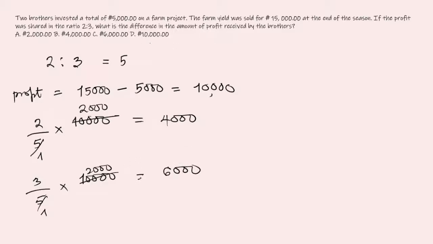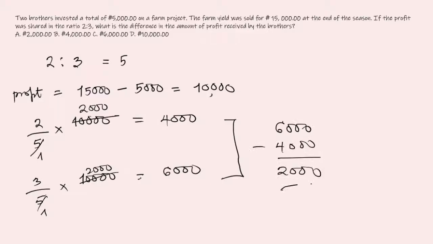So the question is, what is the difference in the amount of the profit that was received? It's simple, which is 6,000 minus 4,000, and that's 2,000. So the difference in the amount that was received at the end of the day is 2,000.